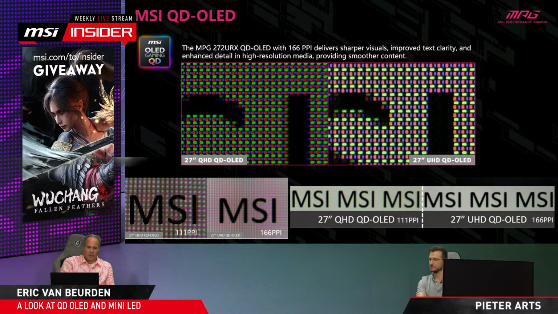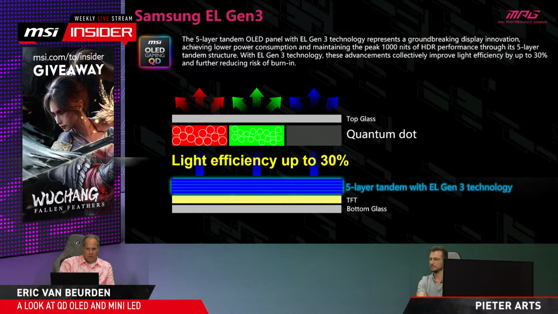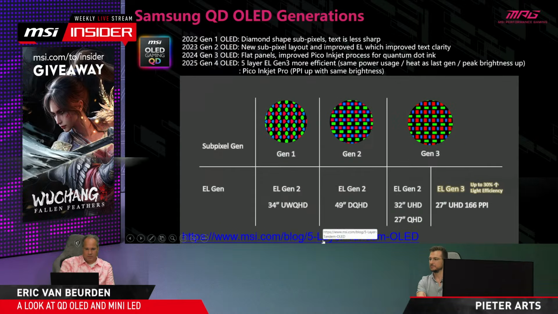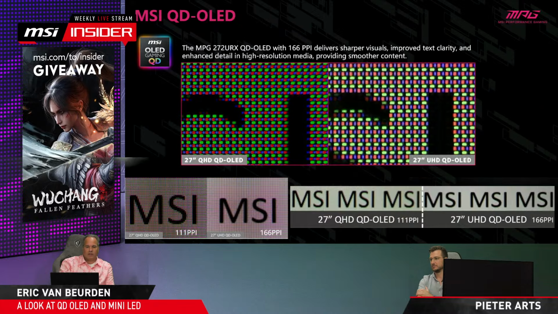We have a blog online. You cannot click on it, but look for the 5th generation tandem OLED blog. You will find it, at the bottom is a link. That's where you see the pictures and then you can see it. But again, on a real monitor you will notice this.